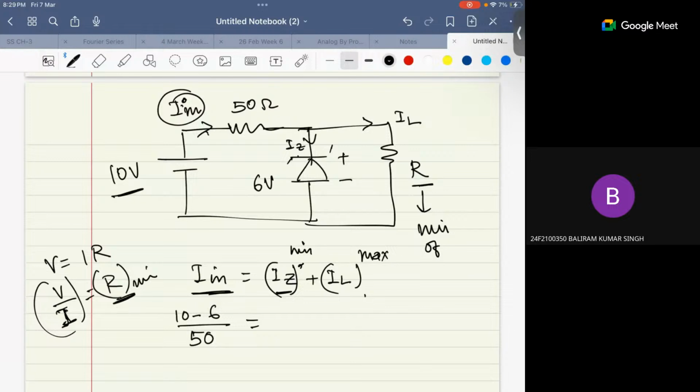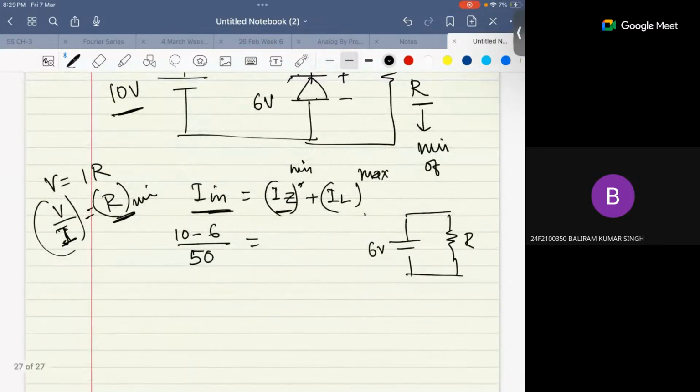And in the Zener I, we have to calculate what? The R minimum. You have to calculate the minimum value of the R. You already know that if this Zener diode is working in reverse bias with breakdown, you just have to convert this into a voltage source. This will be 6 volt and you have a resistance R.